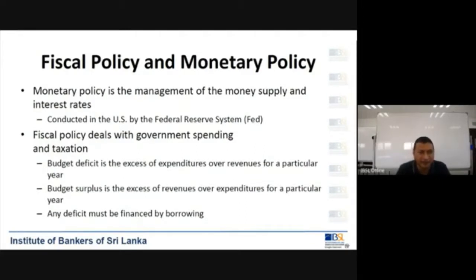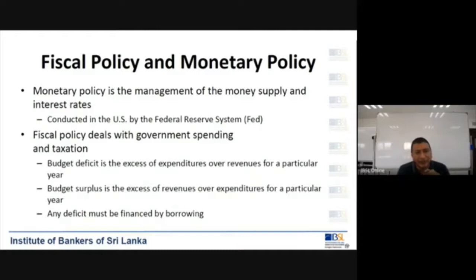But what is fiscal policy? In the discussion, the government spending measures and the taxation measures are the fiscal policies, and the monetary policies often deal with the money supply, the management of the money supply and the interest rates, from the perspective of managing economic activities and also managing expectations. So we would look into this element also in our discussions.